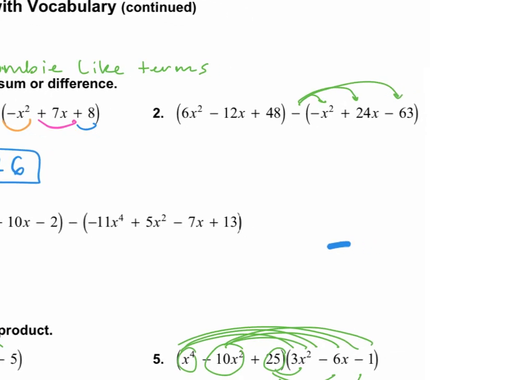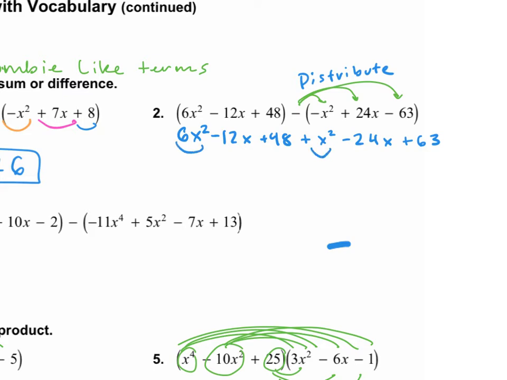Number 2 is the same but a little bit different. Since we're subtracting, we have to distribute. So I'm going to rewrite it here. We have x squared minus 12x plus 48. The negative gets distributed to everything after it. So this would become plus x squared minus 24x plus 63. Now we combine our like terms. So 6x squared plus x squared would be 7x squared.